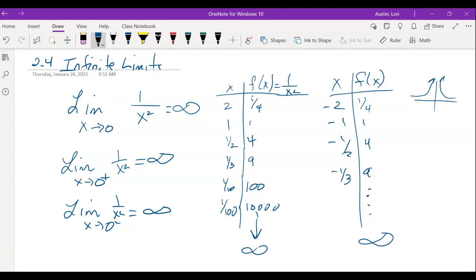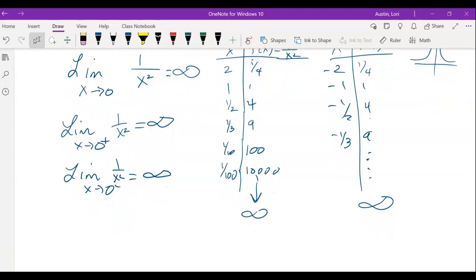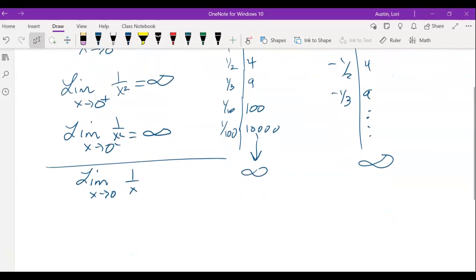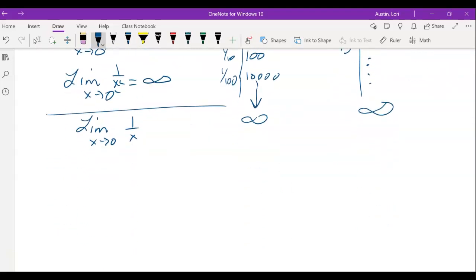All right? How does this change if I make it 1 over x? I'm not going to do the charts again. You'll get the idea. How does it change if I make it 1 over x? The limit as x goes to 0 of 1 over x. So, okay, when I approach it, well, I'll do the charts again. That's fine. I have to look at it from the right-hand side first. That means I'm plugging in positive numbers. Same idea.